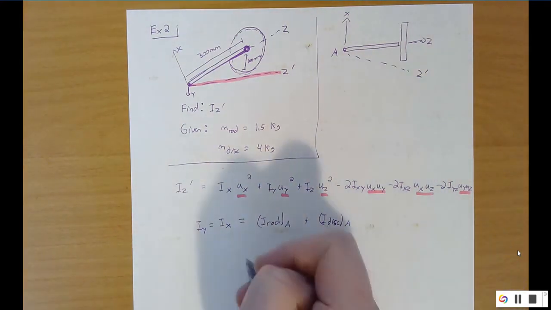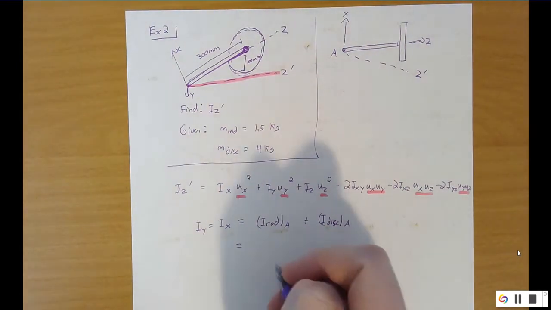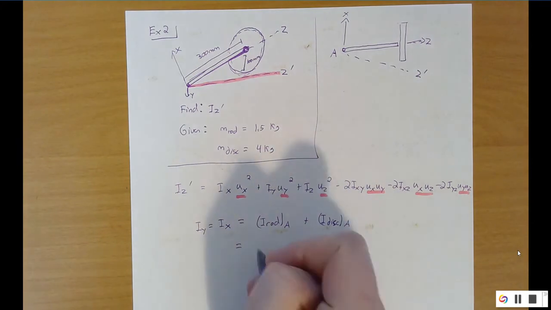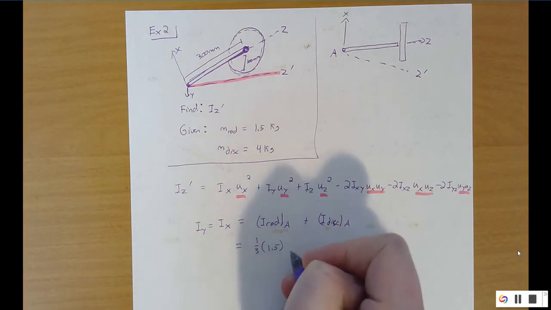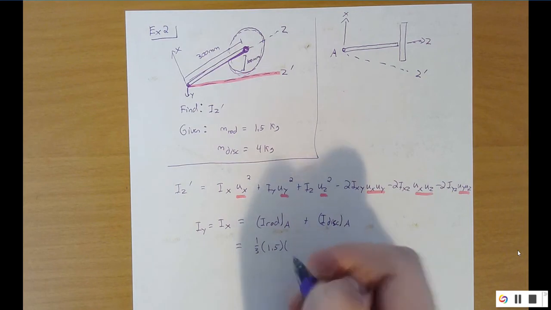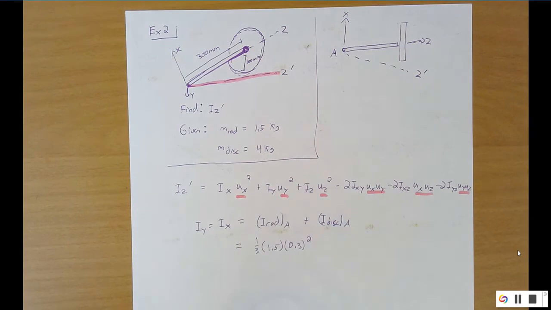So for the rod, we can look up the equation for a rod about the endpoint. It's going to be 1/3 mass length squared. So 1/3, its mass is 1.5 kilograms, and its length is 300 millimeters, which is 0.3 meters, squared.